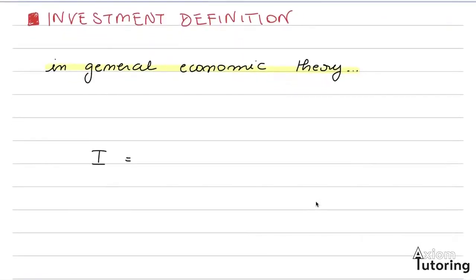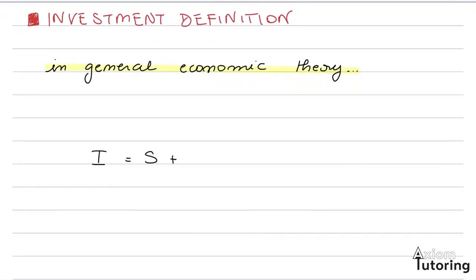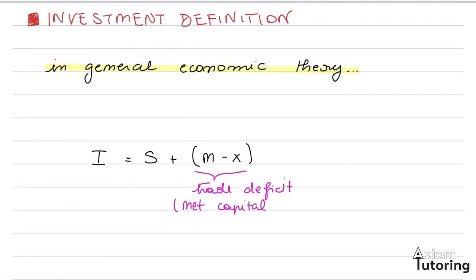To begin with, let's start by looking at how investment is generally defined in economic theory. So we like to say that investment in an open economy is defined as the savings plus imports minus exports. And when we talk about imports minus exports, we mean the trade deficit, otherwise known as the net capital inflow.